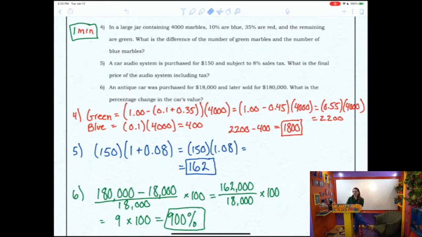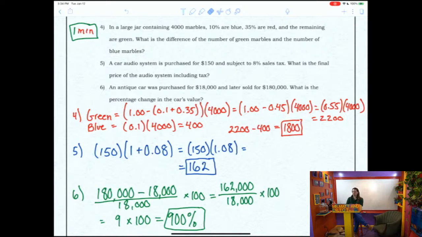For number 5, a car audio system is purchased for $150 and subject to 8% sales tax. What's the final cost? So if we take $150 and increase it by 8%, we're going to multiply it by 1 plus the percentage change. So 1 plus the 8% written as a decimal is going to be 1 plus 0.08, which is going to be 1.08. 150 times 1.08 is $162, which is the answer to number 5.